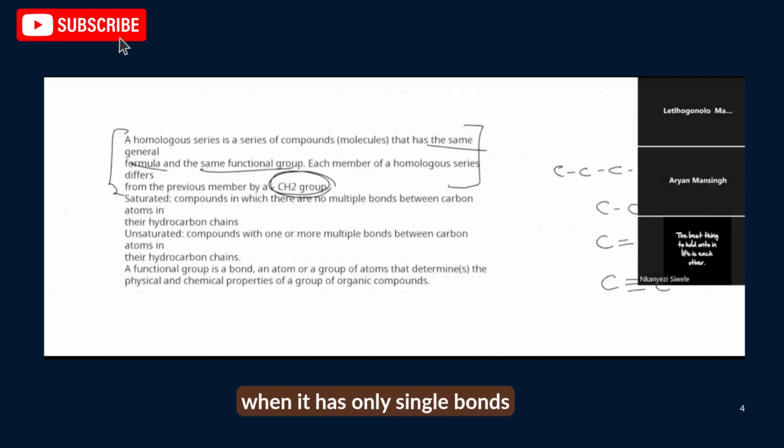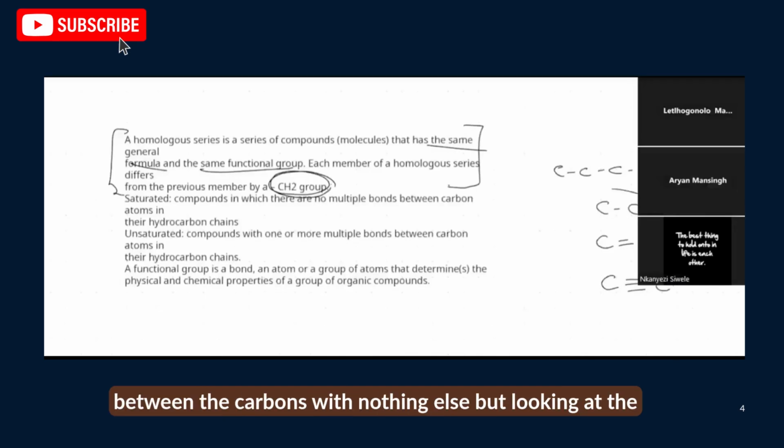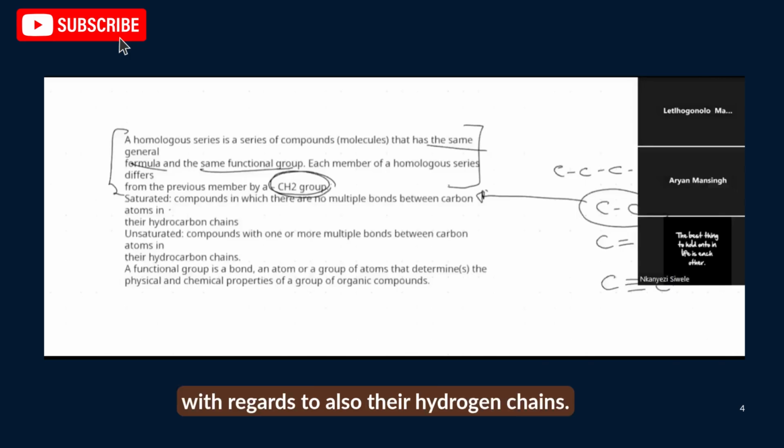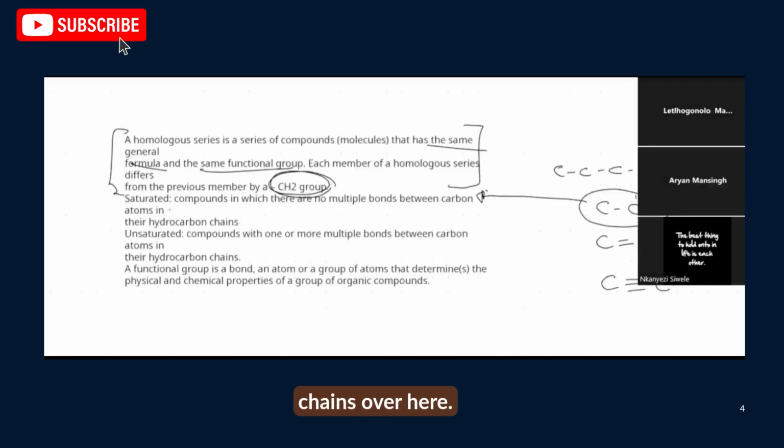Now, when it has only single bonds between the carbons, with nothing else but looking at the carbons, we regard it as saturated. So saturated compounds are compounds in which there are no multiple bonds between the carbon atoms in their hydrocarbon chains. Right. So there will be definite chains over here.